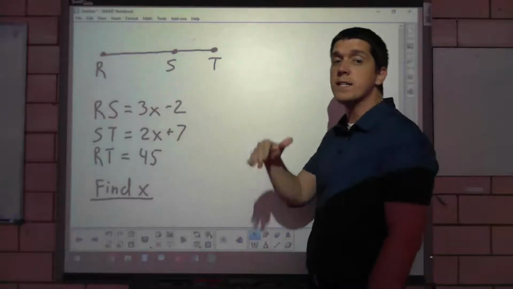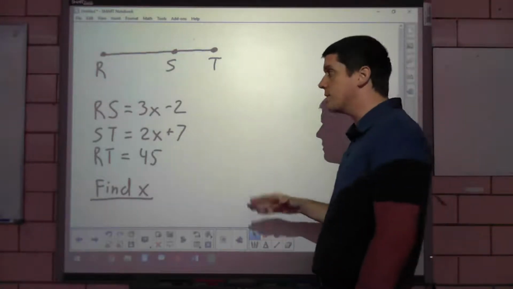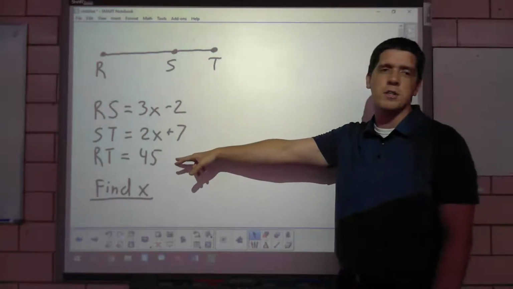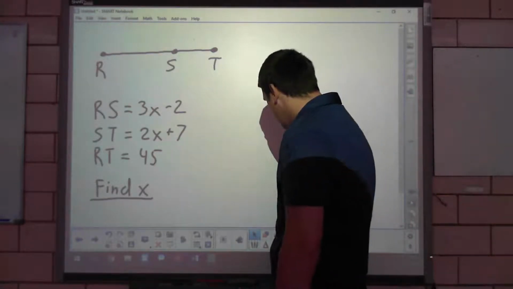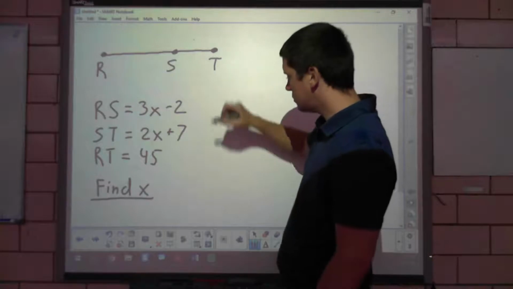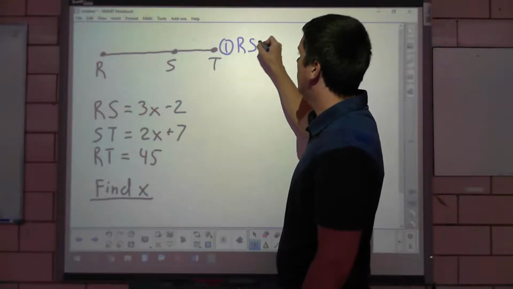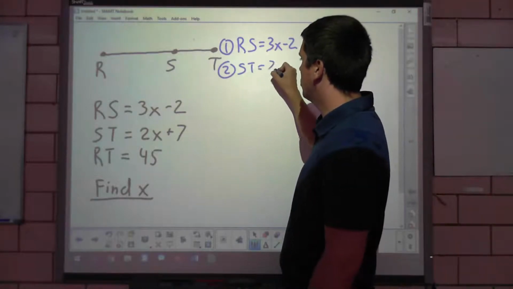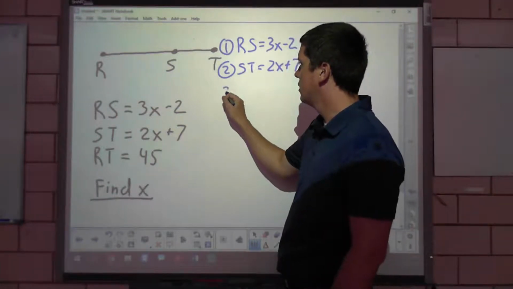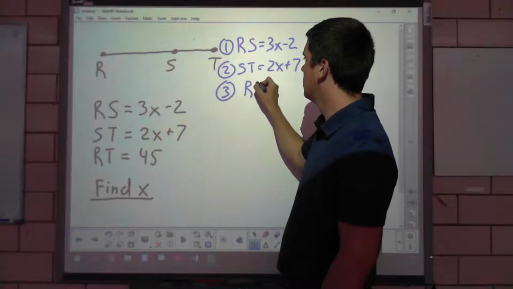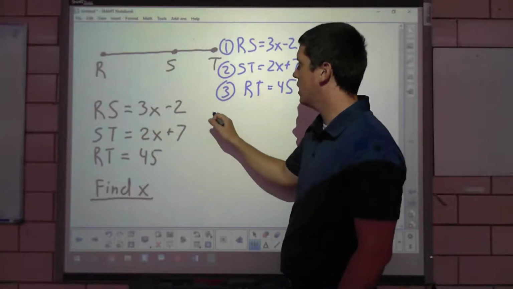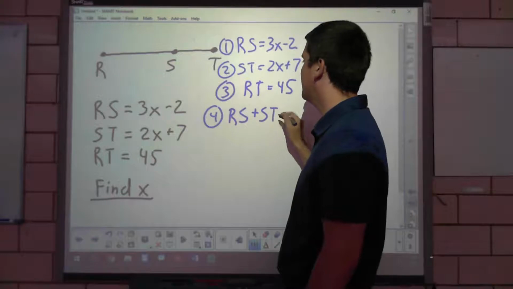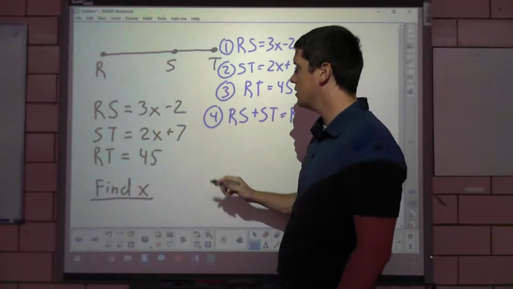So now I'm going to write down all of the statements. If yours are in a slightly different order, that's okay. The order of the givens doesn't matter. If for some reason you wrote RT first, that's fine. That doesn't matter in the grand scheme of writing these things. So your statements should be RS equals 3x minus 2, ST equals 2x plus 7, RT equals 45. Line 4 should be RS plus ST equals RT.